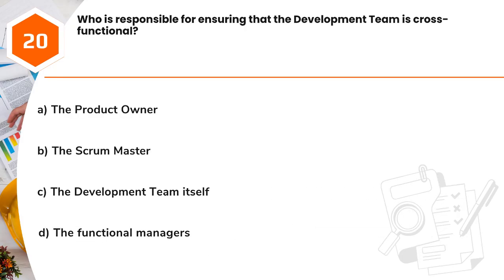Question 20. Who is responsible for ensuring that the development team is cross-functional? A. The product owner. B. The Scrum Master. C. The development team itself. D. The functional managers.